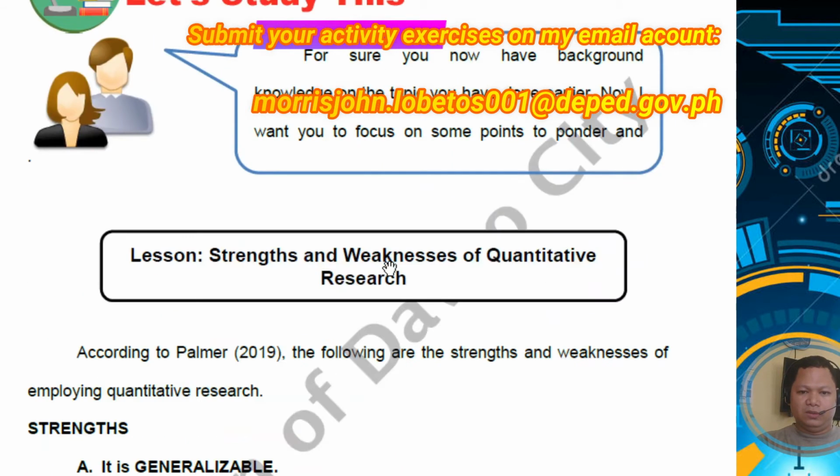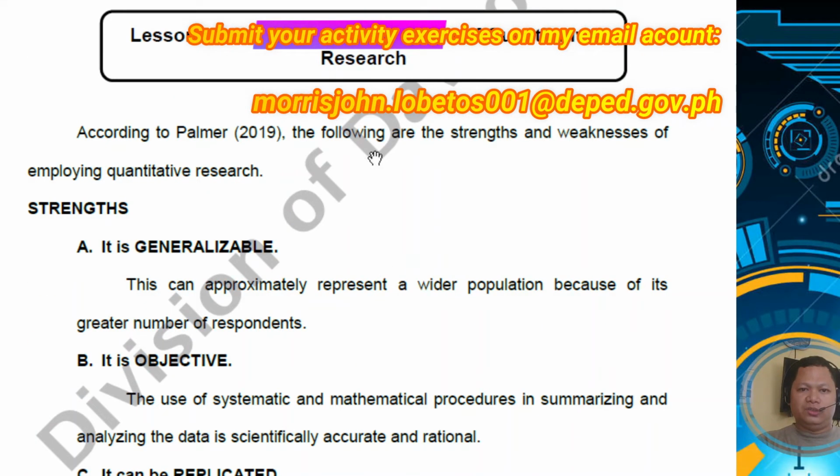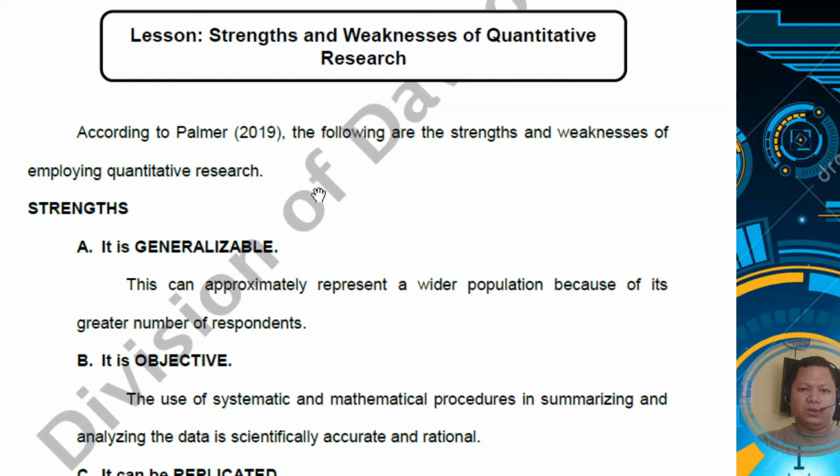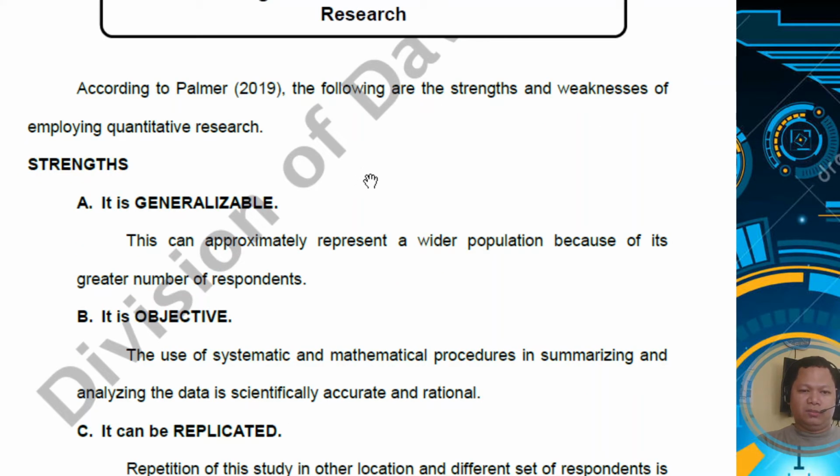Okay, we'll proceed. These are the strengths and weaknesses of quantitative research, according to Palmer 2019. Strengths, number one, it is generalizable. This can approximately represent a wider population because of its greater number of respondents. So that's why it's very important in quantitative research to have a larger sample.